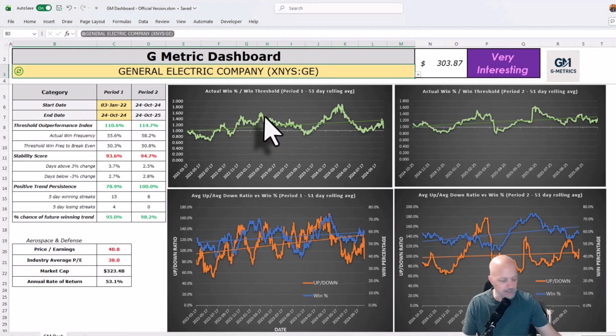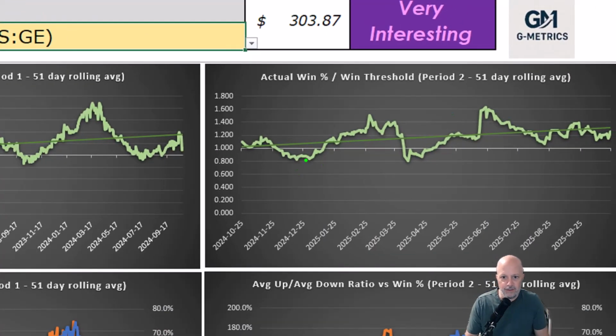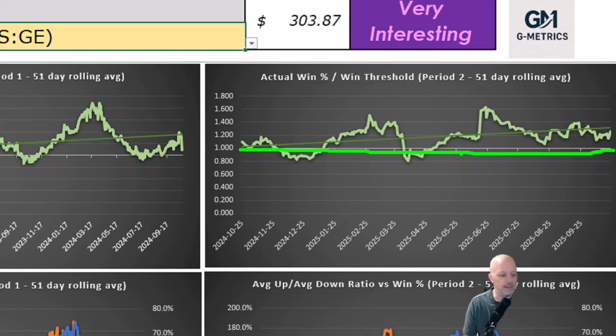So let me get out of here. I'm going to zoom in again over here and click. Then this is the same data points plotted over period 2. So you do a 51-day rolling average of how much this stock is winning versus how much it needs to win. And every time you're above this line right here, that's a good thing. The stock is winning more than it needs to in order to keep going up.